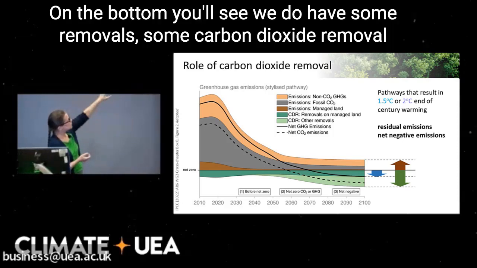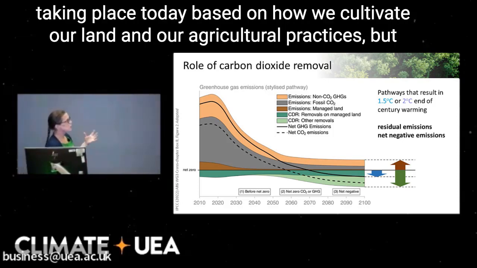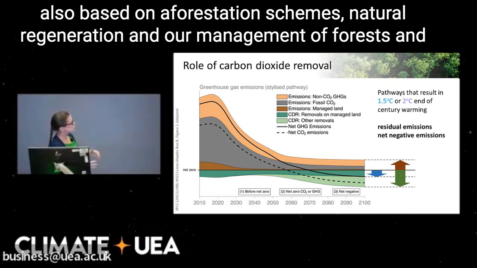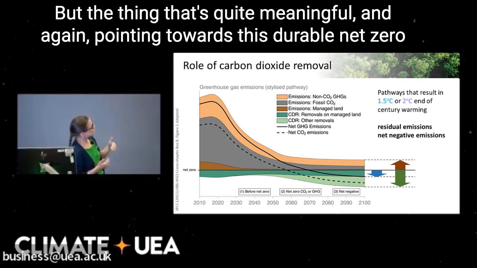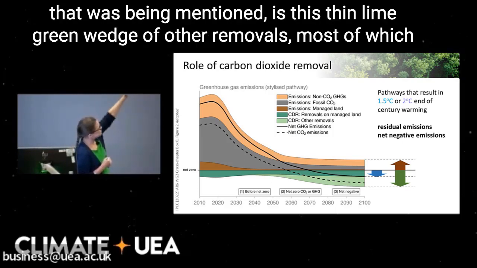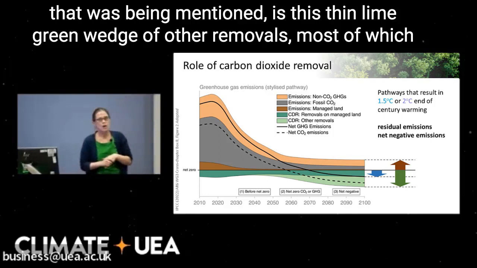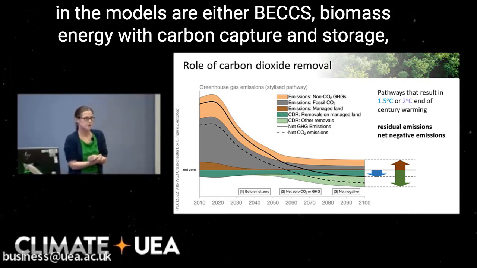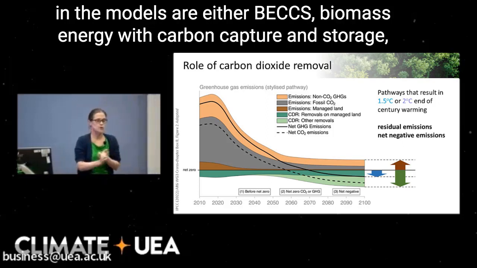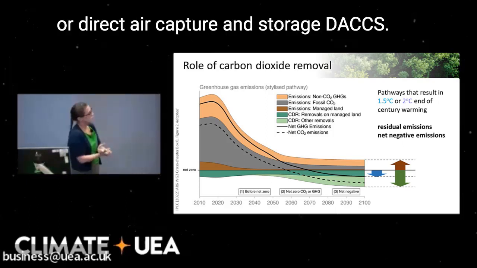On the bottom, you see we do have some removals. Some carbon dioxide removal takes place today based on how we cultivate our land and our agricultural practices, but also based on afforestation schemes, natural regeneration, and management of forests and agriculture, which gives us the darker green color. But the thing that's quite meaningful, and again pointing towards this durable net zero that was being mentioned, is this thin lime green wedge of other removals, most of which in the models are either BECCS, biomass energy with carbon capture and storage, or direct air capture and storage, DACCS.